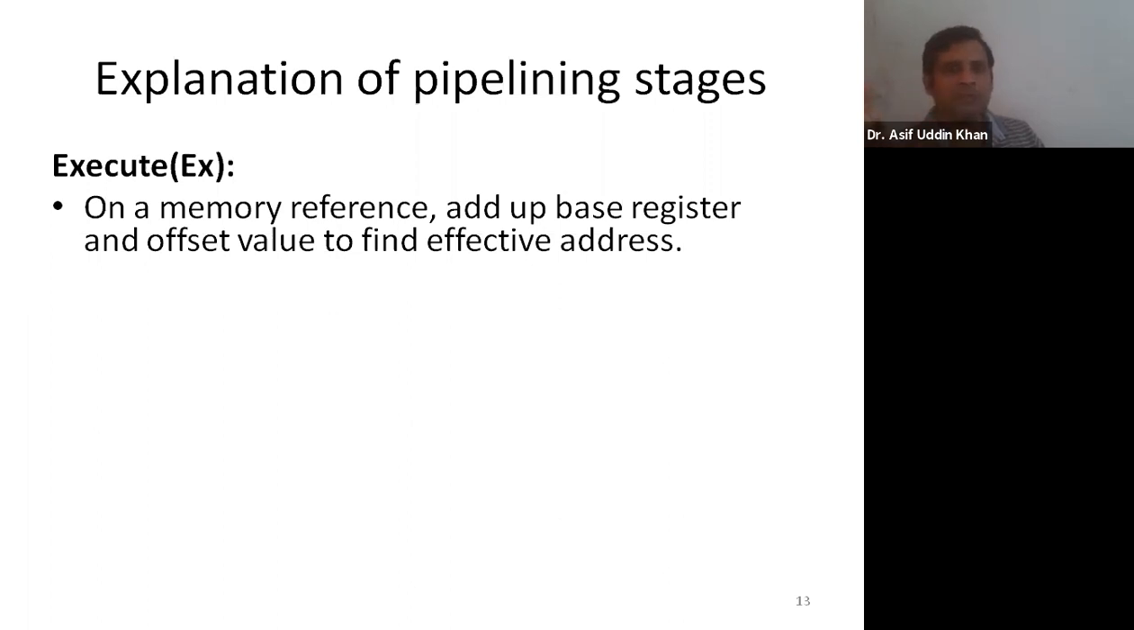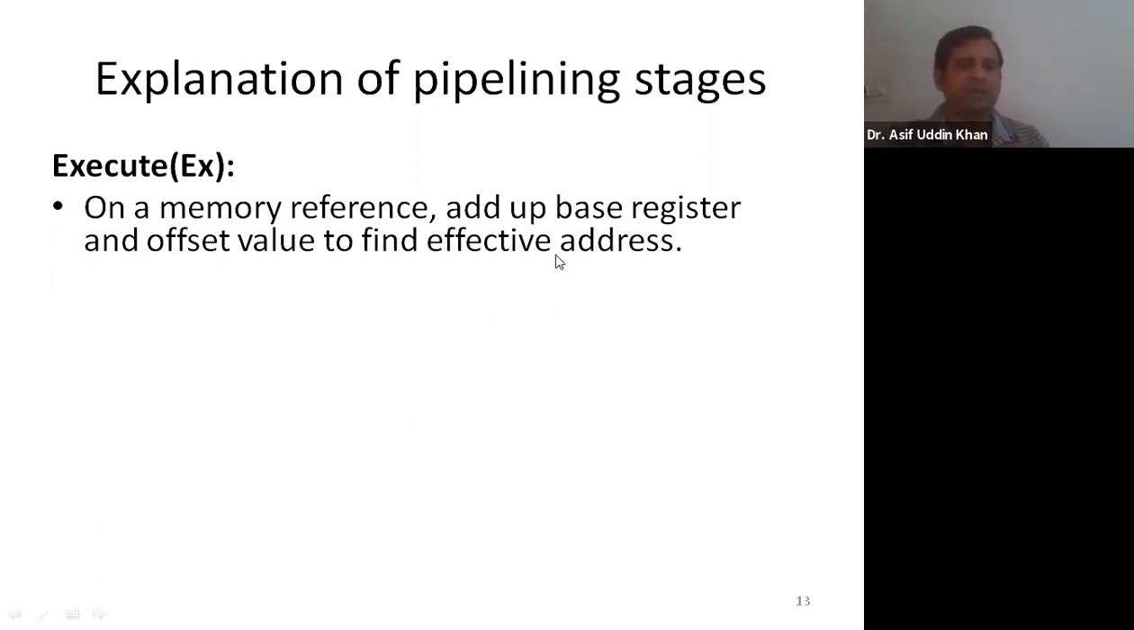There you use the base address and the offset value. You add the base register value with the offset value to find the physical address, and that is the effective address. So here you have to find the effective address of the memory, because we have to bring the data or operand from the memory. A memory reference instruction means you are accessing memory, reading from or writing to memory. For that you have to find the address of the memory location, the physical address, and that physical address is known as the effective address. You find it in this stage.